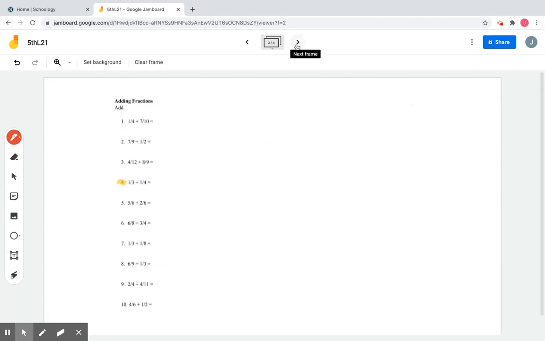And next one is adding fractions. And we're gonna work on number 4 together. Number 4 is 1/3 plus 1/4. When you add fractions, you should find the common denominator. And the common denominator for this one is 12. How do I know that the common denominator is 12? It's because their least common multiple is 12.